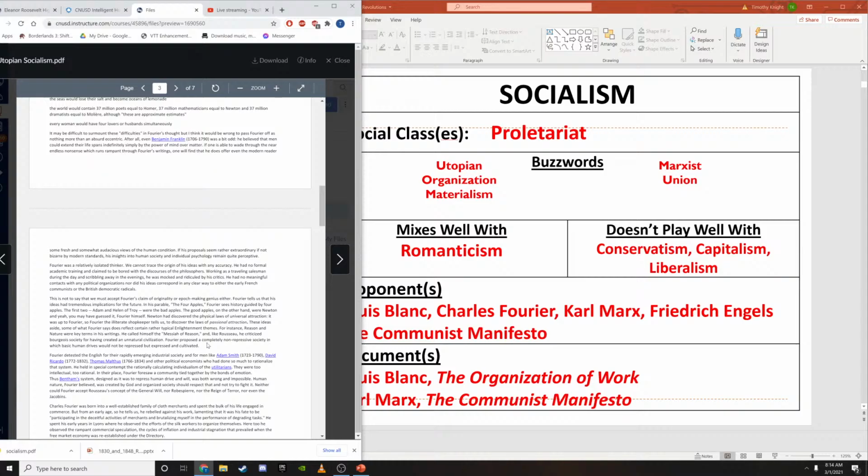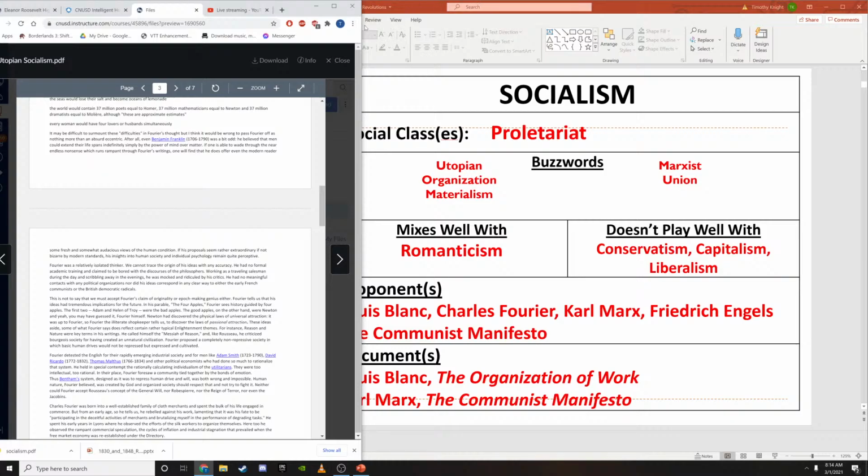These ideas aside, some of what Fourier says does reflect certain rather typical Enlightenment themes. For instance, reason and nature were key terms in his writings. He called himself the Messiah of reason, and like Rousseau, he criticized bourgeois society for having created an unnatural civilization. Fourier proposed a completely non-repressive society in which basic human drives would not be repressed, but expressed and cultivated.